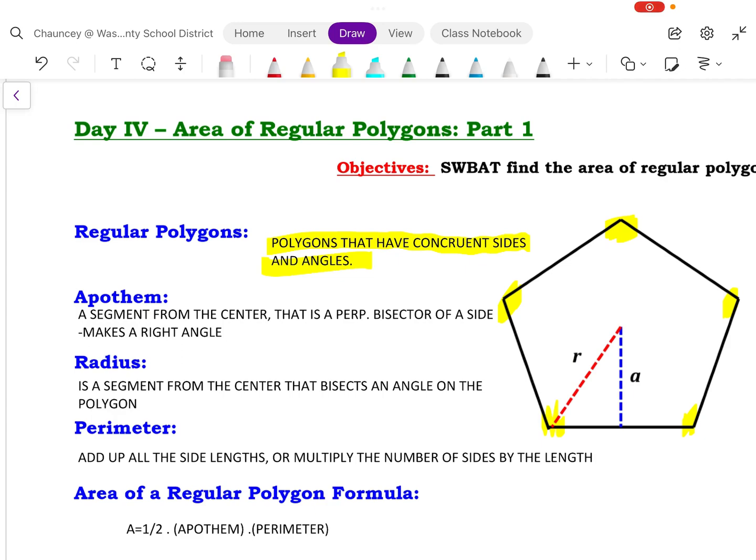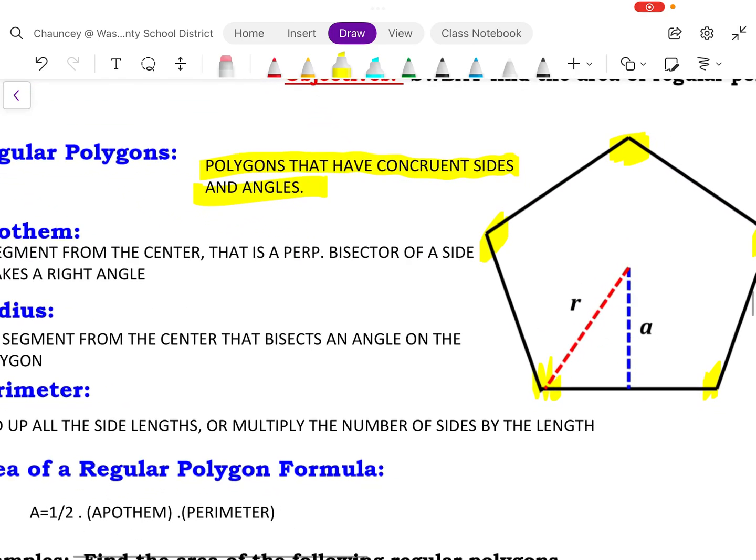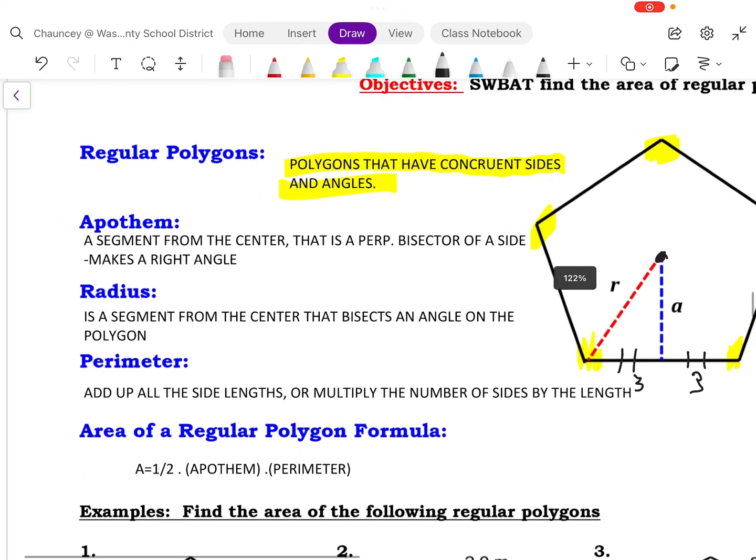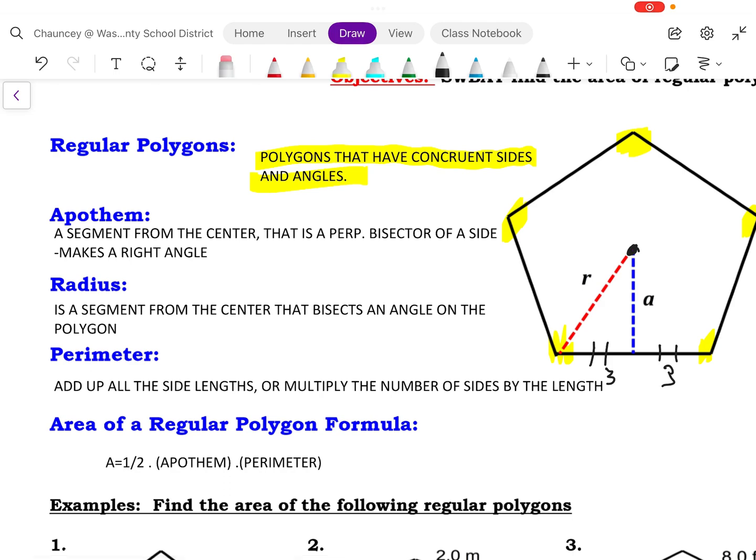So maybe a word you haven't heard of before, apothem. What is an apothem? It's a segment from the center that is a perpendicular bisector. As you can see, this goes right to the center, and it bisects this side, making these two sides congruent to each other. So say if this was 3 and this was 3, then that entire side would have to be 6, okay? The radius is a segment that goes to the center, and it bisects this angle, all right?